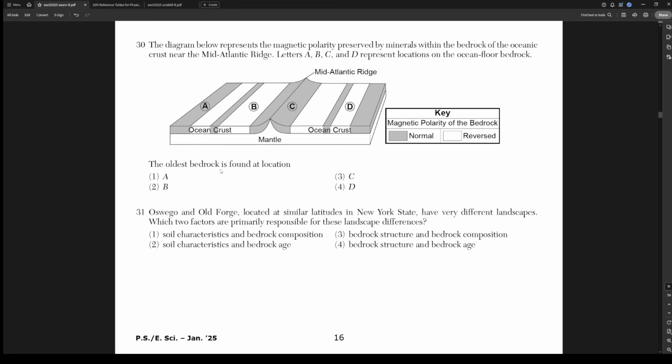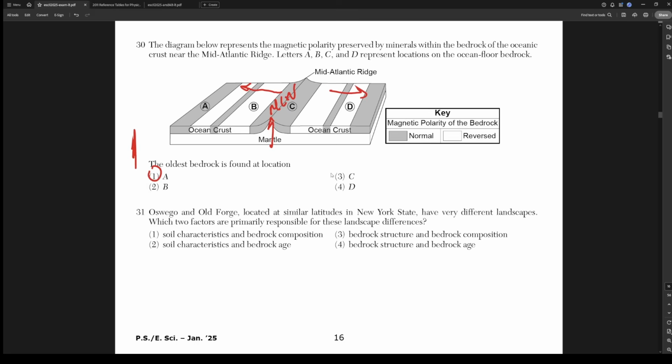All right, number 30. The oldest bedrock is found where? So the newer rock is always at the ridge. So this is the ridge, and then the oldest is the further out. So A is the furthest away from the ridge, so that's going to be the oldest.